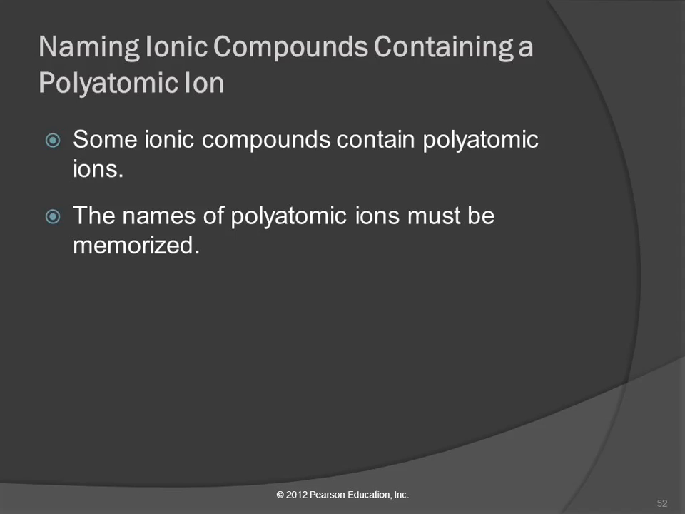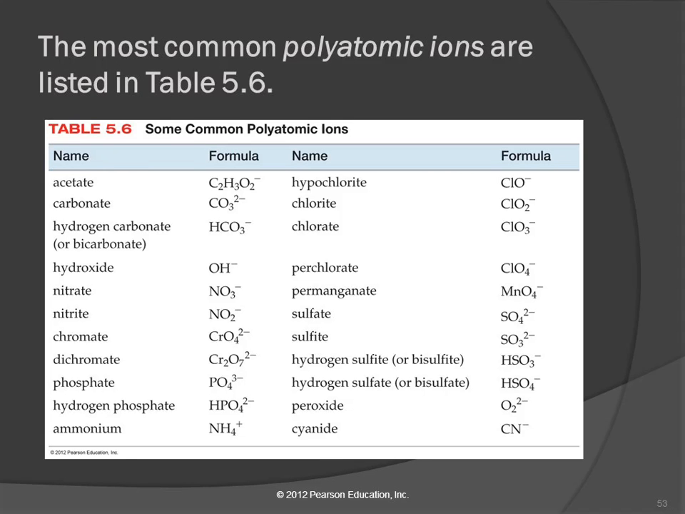Now what if we have a polyatomic ion? Well, the names of those must be memorized. Do you remember those funny things I made you memorize for the memorization quiz? Here they are. These are the most common polyatomic ions, and there's just not a lot of rhyme or reason to these. So here's acetate, C2H3O2 with a -1 charge. You just got to memorize it.